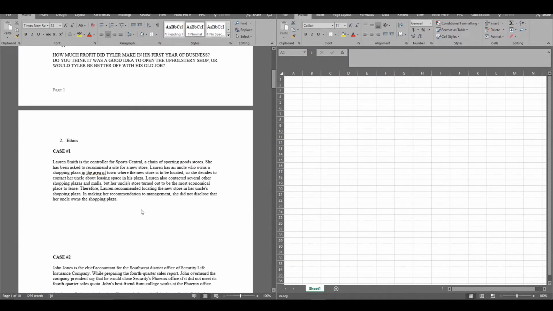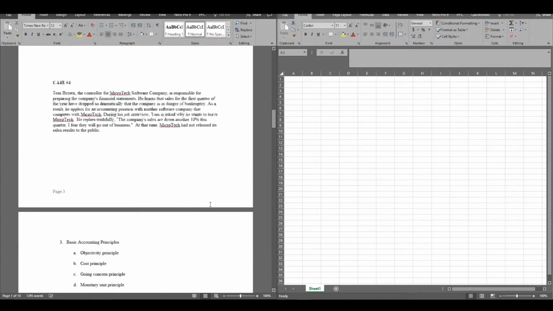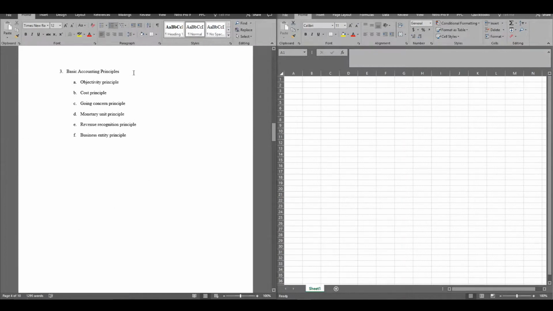So in order to do that, we have to go over some basic accounting principles. There are a few basic accounting principles under what we know as the generally accepted accounting principles, or GAAP. So GAAP equals the generally accepted accounting principles.